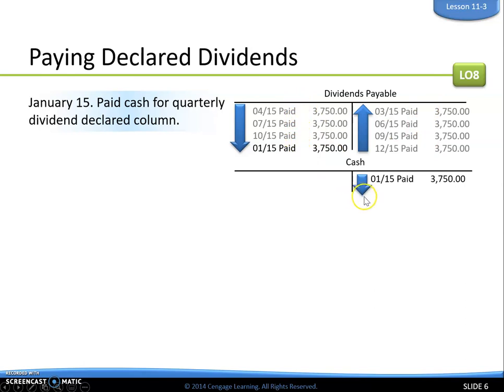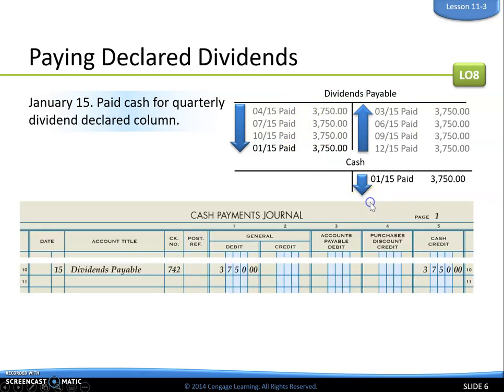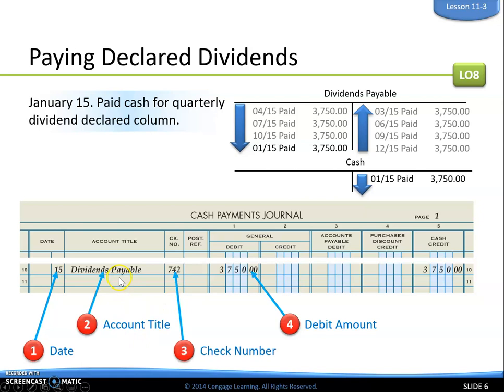When we pay cash, we're going to credit our cash. So this would go into our cash payments journal because we are paying cash. We're going to start with our date. We have a debit to our dividends payable, check number 742. We don't put that C in there because it's already labeled as check number at the top. And then we're going to credit cash.